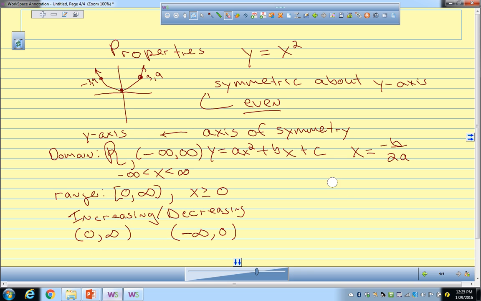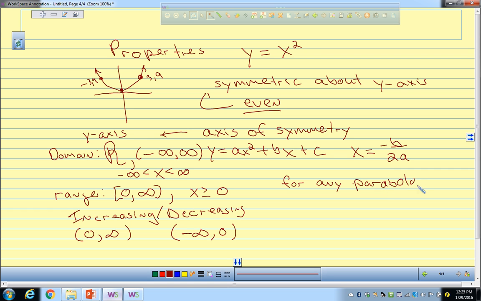Couple more things. Do you guys know how to find, for any parabola of this form, the x-intercepts? What's y going to be on the x-intercepts? So to find the x-intercepts, you set y equal to 0 and solve for x.